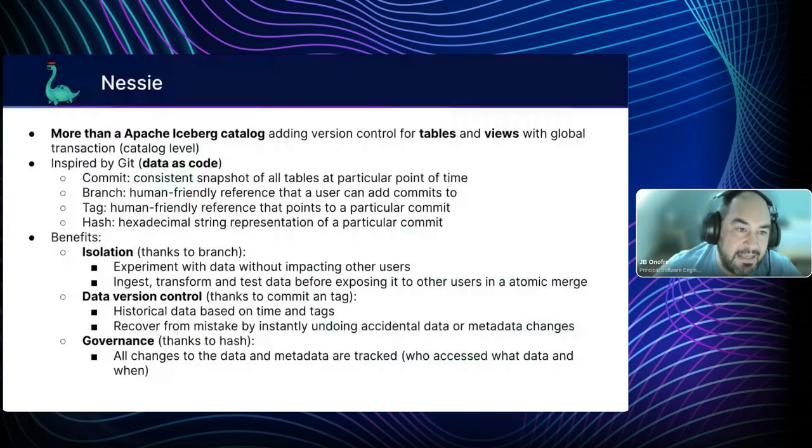So Nessie is more than an Apache Iceberg catalog because you have the access and control of the tables and views, but you also have version control. So it's inspired by Git, it's data as code.